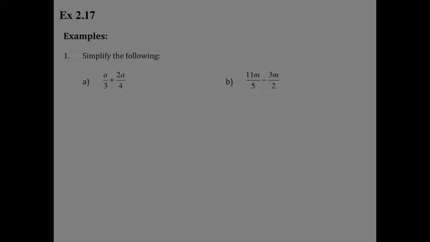For our first one, we notice that we've got a 3 and a 4 on the bottom of the fraction. So what we actually want is to multiply this one, top and bottom, by 4, because that will give me my 12 on the bottom. And this one, top and bottom, by 3, because that will give me 12 on the bottom. Then I'll end up with a common denominator of 12. On the top, 4 lots of a, 4a.